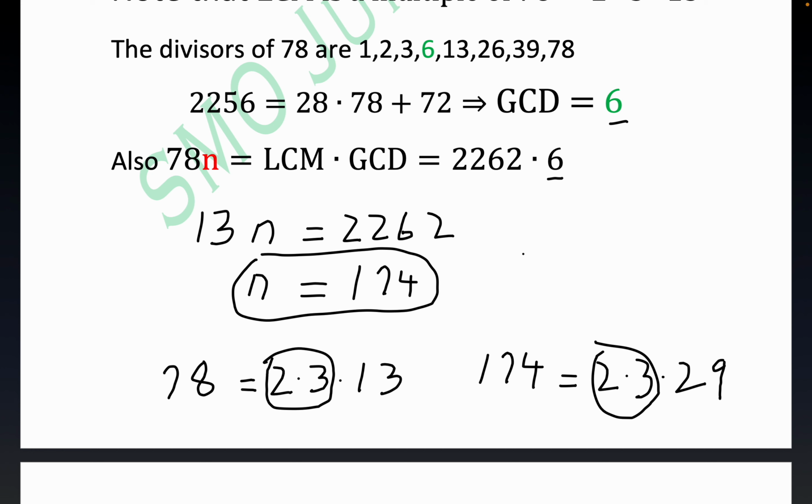And then the LCM would just be the product of all those. In other words, the LCM, and you can verify if you want, is just the product of all the prime factors without repetition. So the LCM is equal to 2 times 3 times 13 times 29. It's not hard to verify that's equal to 2262.